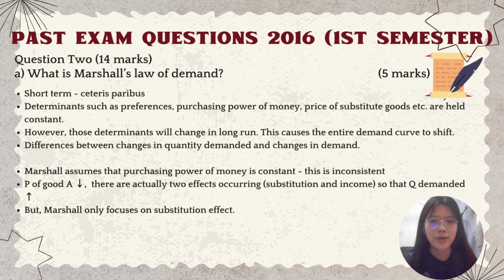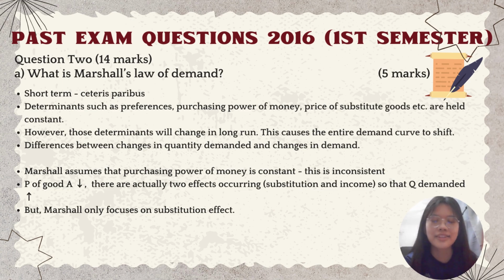Thank you. I'm going to explain the definitions of Marshall's law of demand. In Marshall's law of demand, the ceteris paribus assumption is applied during the short term, which means determinants other than the good's price, such as the consumer's preference, the consumer's purchasing power of money, and also the price of substitute goods, are held constant. However, the determinants I mentioned just now will change in the long term. This causes the entire demand curve to shift to the left or to the right.